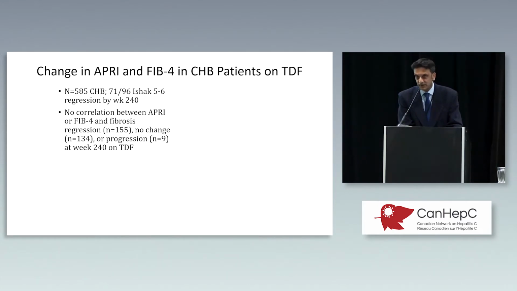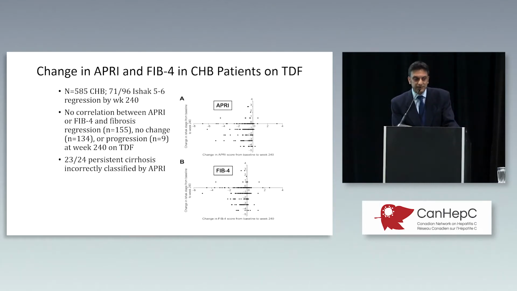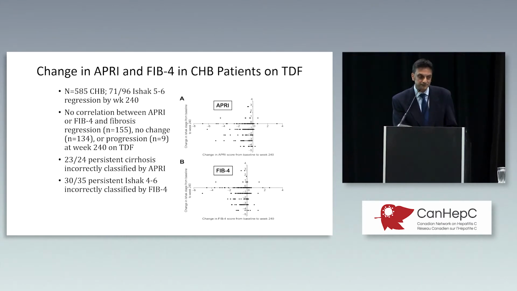So basically, what good is APRI and FIB4 for following patients with changes in fibrogenesis with suppressive therapy such as tenofovir? Well, none. And in fact, patients with persistent cirrhosis were incorrectly classified by APRI, and the same with FIB4, incorrectly classifying patients with Ishak 4 to 6, so that's Medivir stage 3 to 4. And importantly, as I showed you earlier, up to 60% of patients also had indeterminate results. So really no utility in using these tests and following patients who have supposed regression of fibrosis.